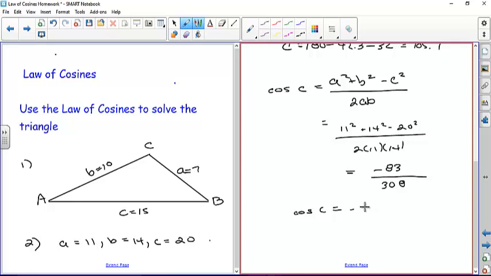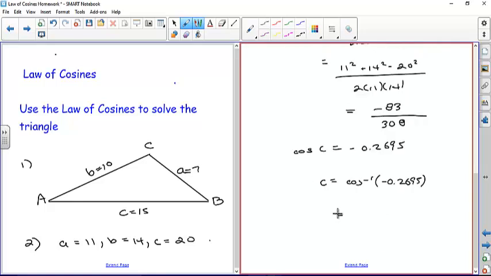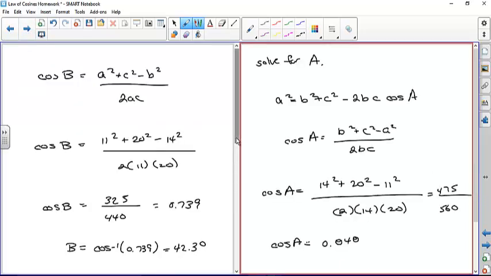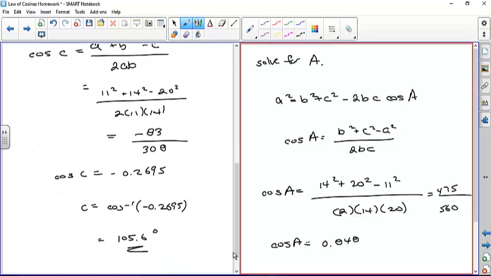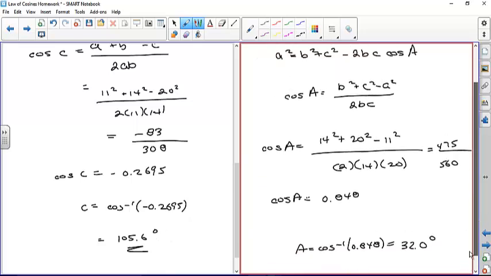So I get negative 0.2695. So C is the inverse cosine of negative 0.2695. Plug that in your calculator, and I get 105.6 degrees. So you can see I get the same answer by using the alternative form of the law of cosines and by just subtracting the other two angles from 180.